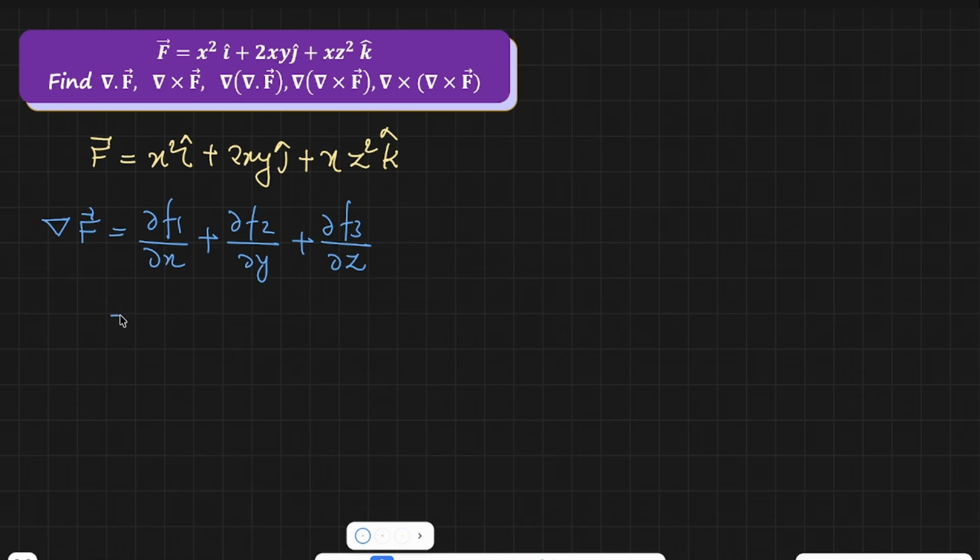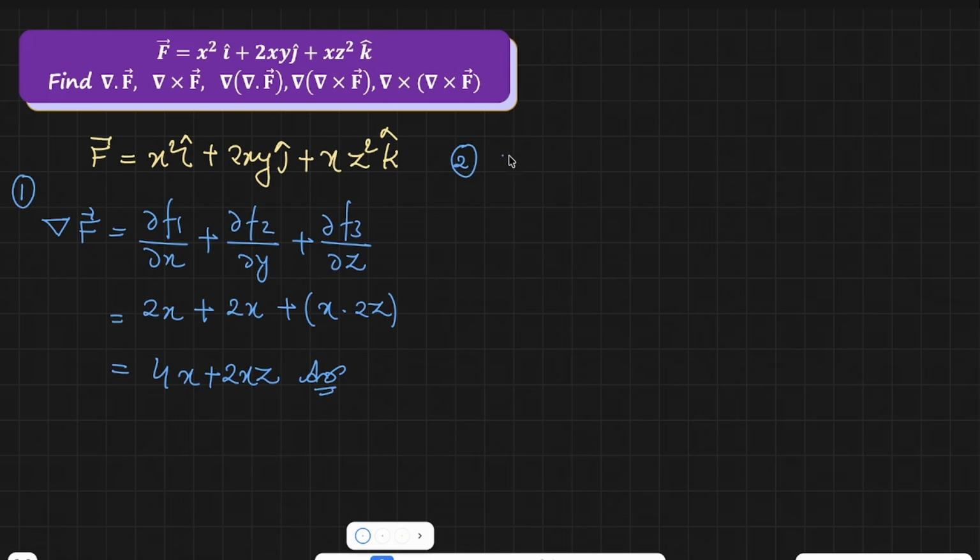Finding the partial derivatives: the partial derivative of x square is 2x, the partial derivative of 2xy with respect to y will be 2x, and the partial derivative of xz square with respect to z is going to be x into 2z. So it will be basically 4x plus 2xz. So this is the answer of the first question. Now let's begin with the next.